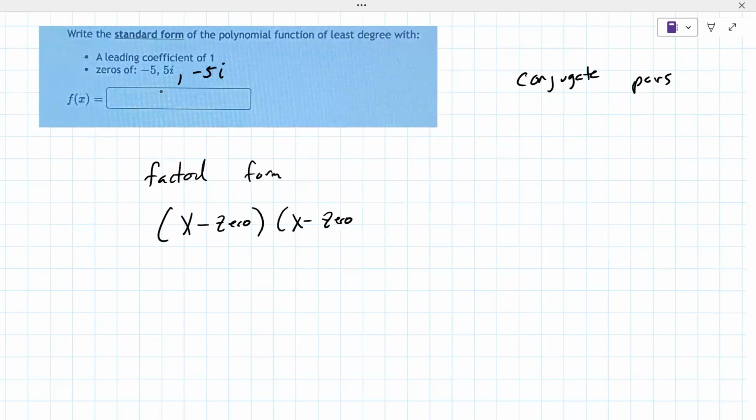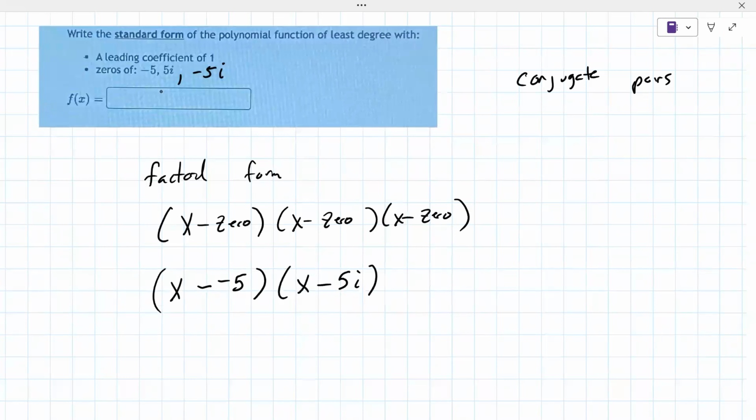Minus the 0, x minus the 0. So in your problem here, it's x minus a minus 5. That's for the first one. x minus 5i, x minus a minus 5i. Is it clear where those came from?